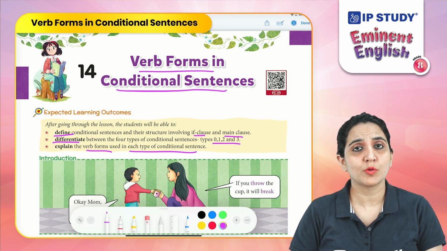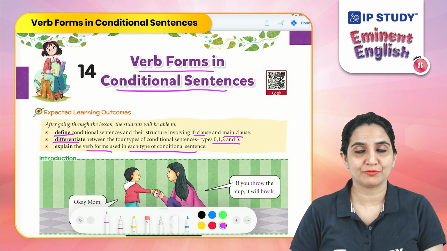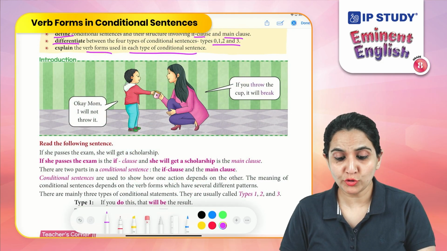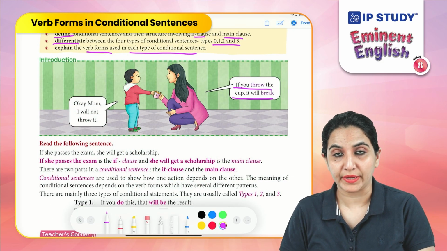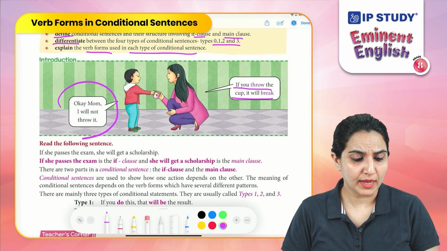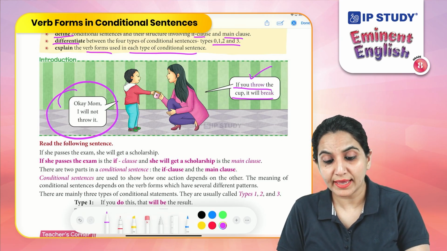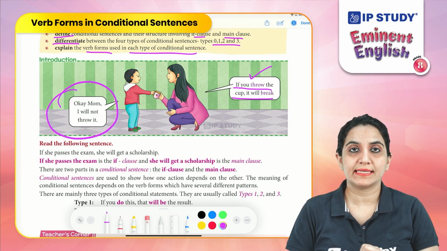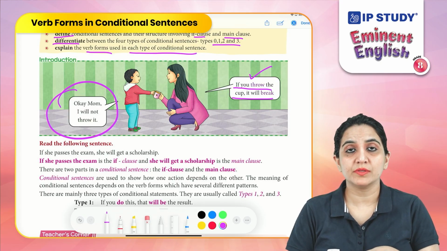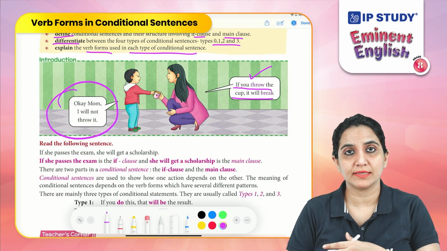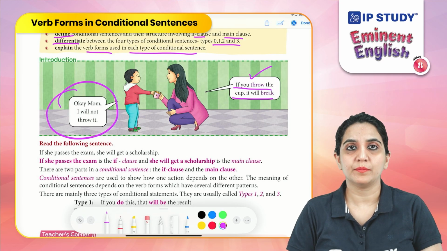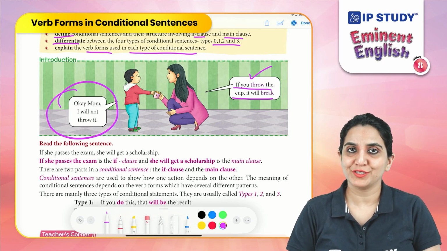Let us study this small example before we read further in the chapter. If you throw the cup, it will break. Okay, mom, I will not throw it. Now the sentence with if. This is a conditional sentence. If something happens, what will or could happen as a result? If you throw the cup, it will break. This is an example of a conditional sentence.